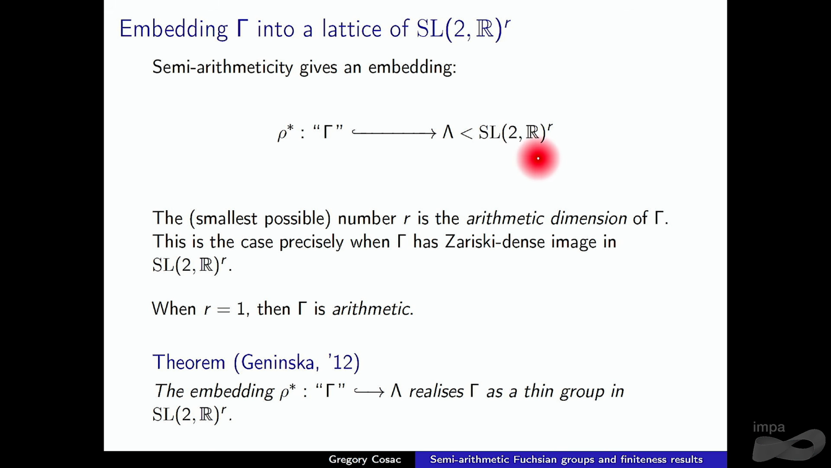And so Geninska proved in 2012 that these embeddings take gamma into a group that is Zariski dense, right? So, in other words, this embedding realizes gamma as a thin group, which means exactly that it's an infinite index subgroup of a lattice that is still Zariski dense. That's the definition of a thin group, and it's been a topic of research in the past 10, 15 years, if R is larger than 1, right? Yes, R is larger than 1, because R equal to 1 is the arithmetic case. Thank you.